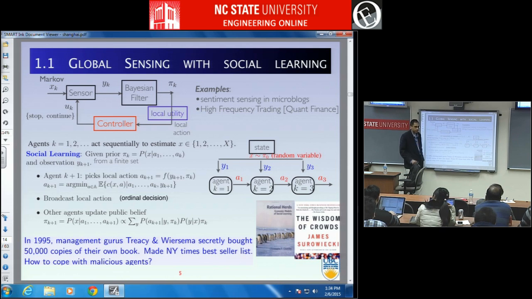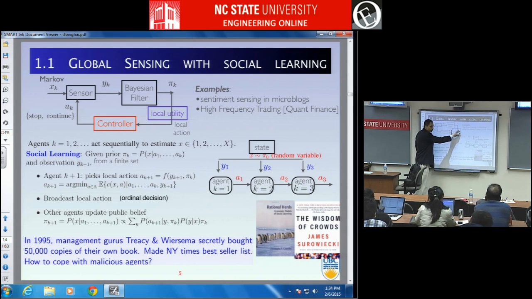So let's understand what we're doing here. Now we're trying to decide, has the system changed or not, right? That's the quickest detection problem. And we're doing it with social learning. Remember, social learning has a sensor, a Bayesian filter, and a local utility, which was a local action. The quickest detection, if I'm trying to decide if the system changed or not, is like a controller. It's deciding either I stop and decide a change happened, or I continue and take more measurements. So I have two choices. So this is really a very interesting setup.